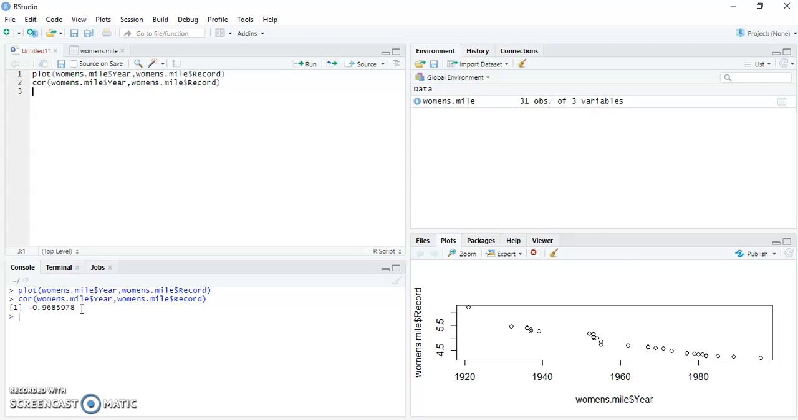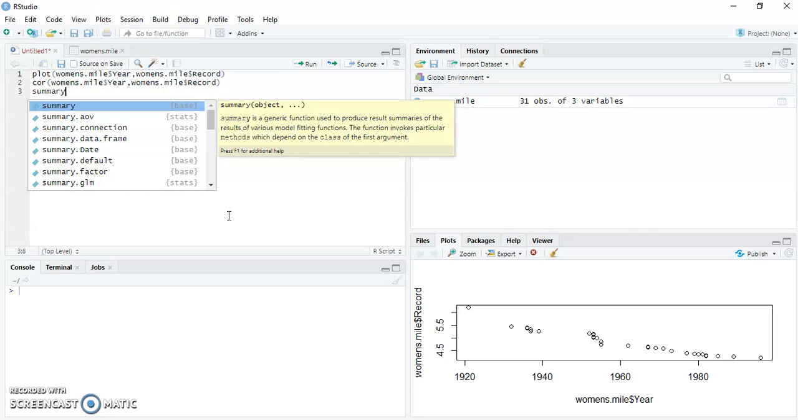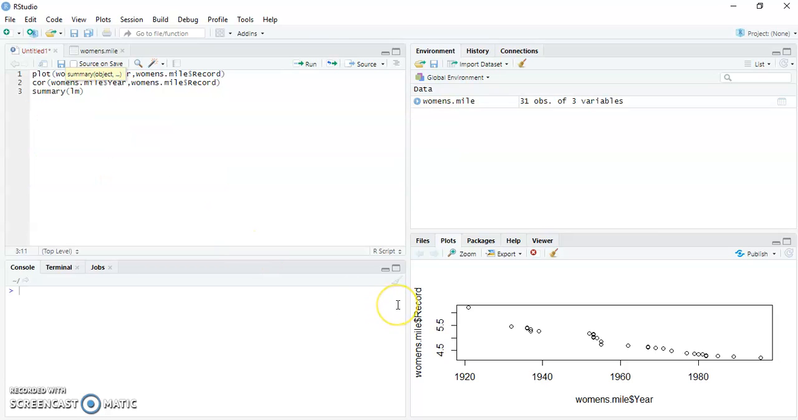So how do I figure out how to model that relationship? Well, we do that with a linear model, and in R, the code for that is going to be summary and lm for linear model. Inside the parentheses, it's a little confusing. Instead of going independent, comma, dependent, we actually do the dependent variable first, so we switch it. We're going to do the women's mile record, and then a tilde, which is the button right above the tab button, and then the independent variable, so year.